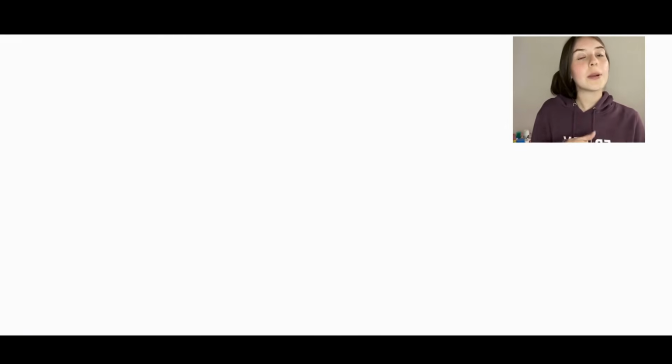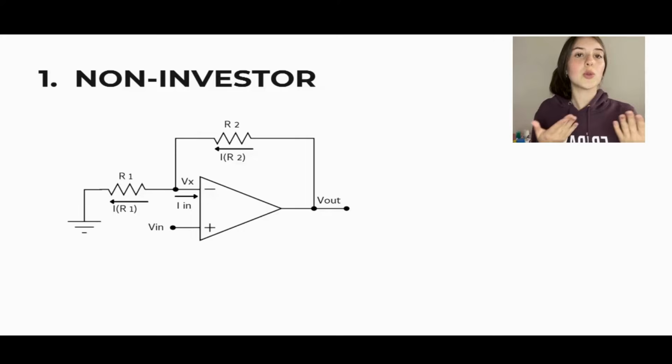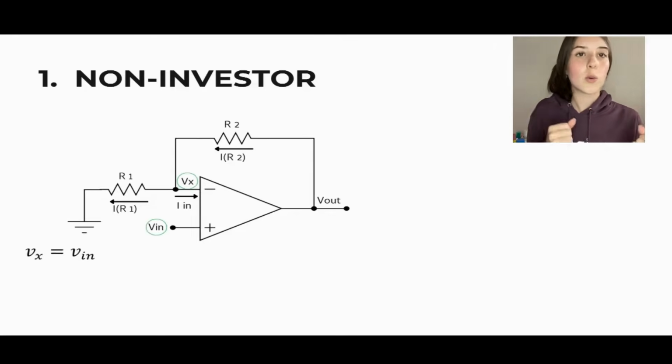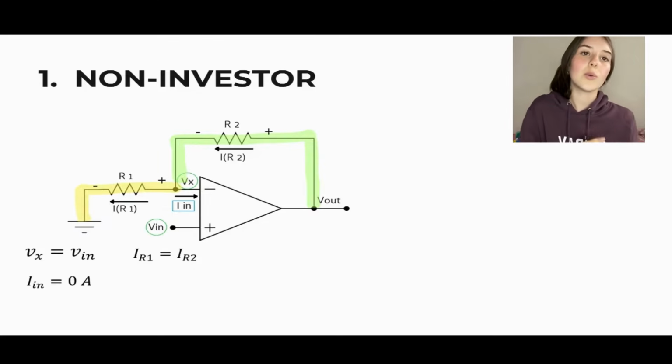This is a non-inverting amplifier circuit, characterized by having the input signal connected to the non-inverting terminal. This indicates that the gain will be positive, unlike the inverting one. First, we see that Vx, the voltage at the negative input, is equal to Vin, according to the closed loop principle. Since the input current I1 is practically zero, the current through R1 is equal to the current through R2. That is, current R1 equals current R2.